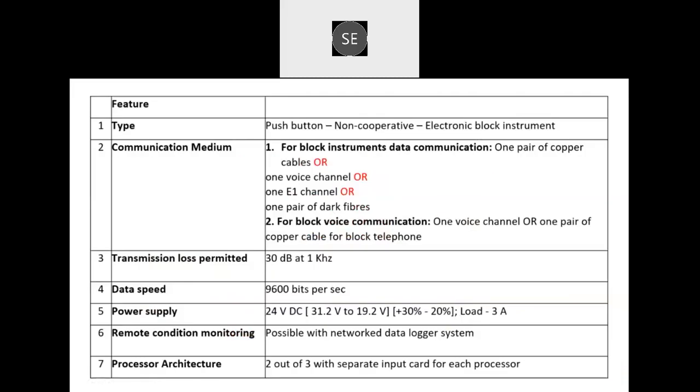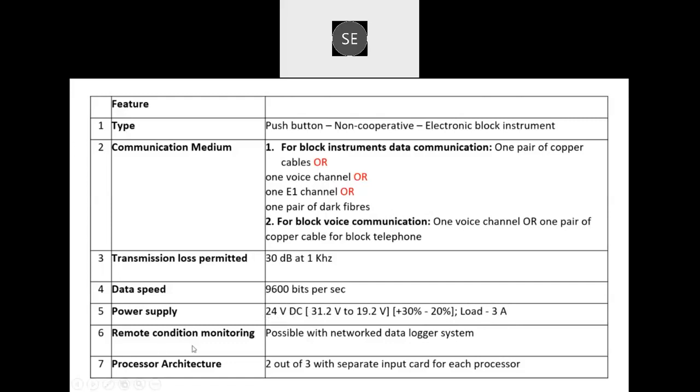So let us look at those features in detail. I have already covered the type and communication mediums. Transmission loss permitted between two instruments is 30 dB at 1 kHz. Data speed is 9600 bits per second between two instruments. A single power supply of 24 volts DC is sufficient for main units and its auxiliary systems. The current consumption is about 3 amperes at 24 volts DC.